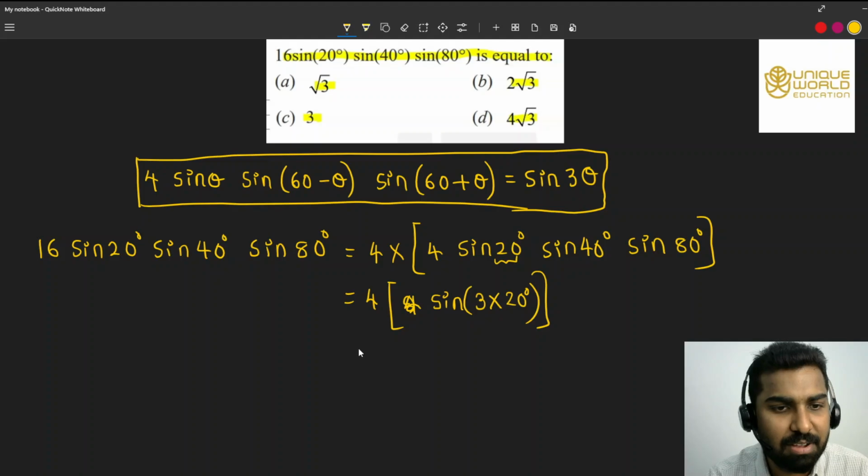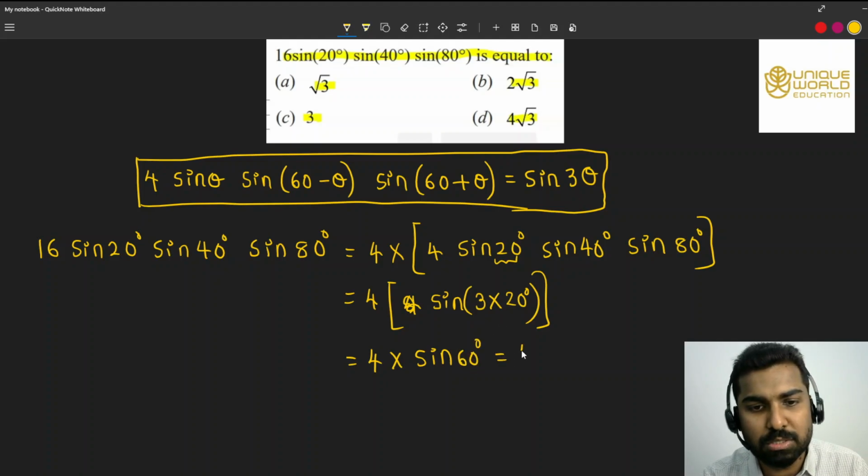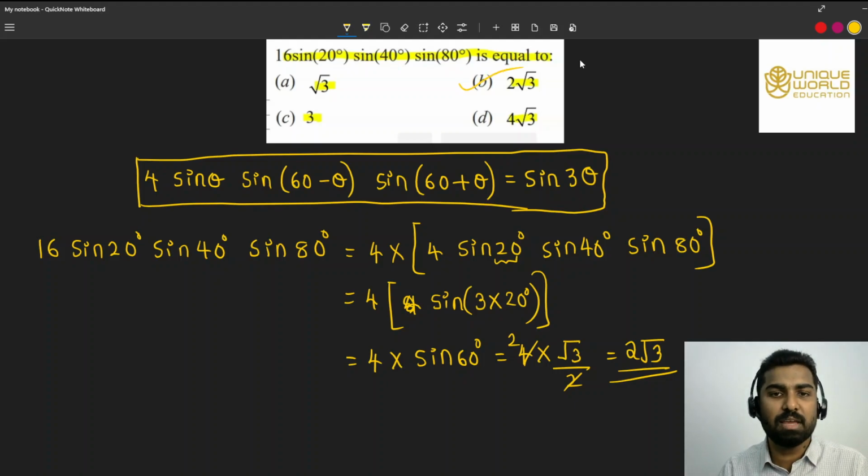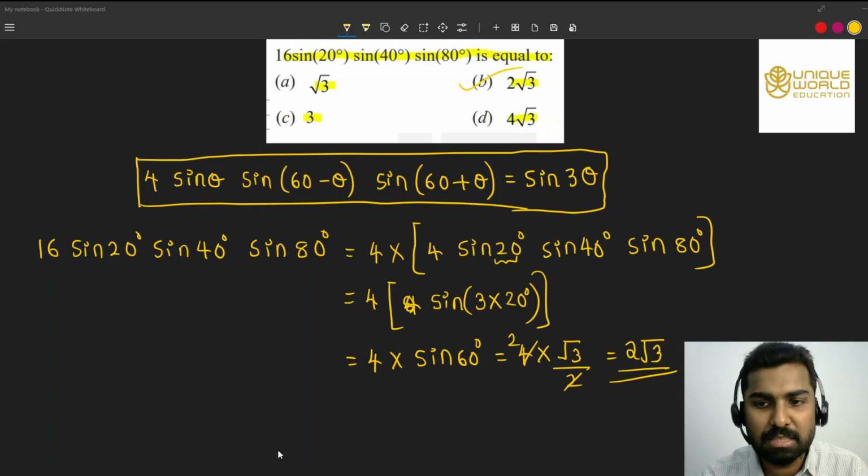So just plug in the value. 4 into sin 60. Sin 60 value we know: sin 60 is equal to root 3 by 2. So 4 into root 3 by 2, the 2 cancels, and we get the answer 2 root 3. Very easy question if you know the result. Okay, so that's all about the third question.